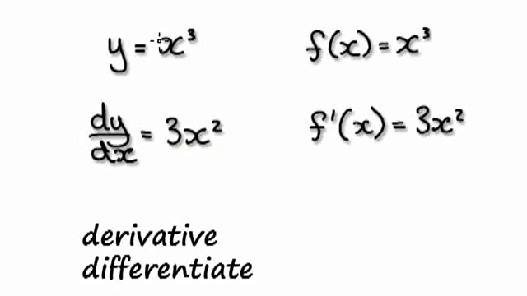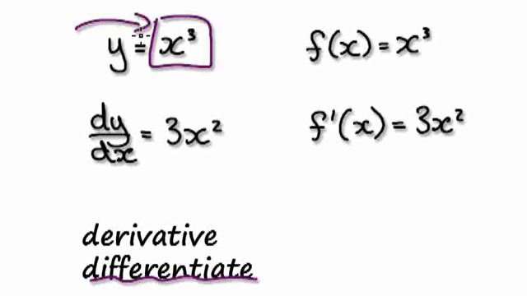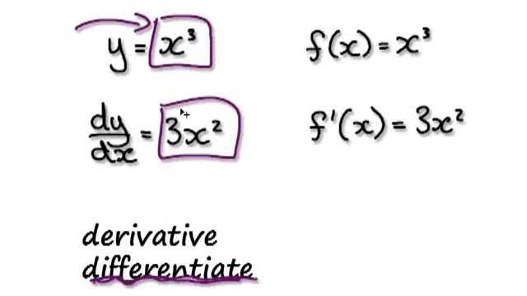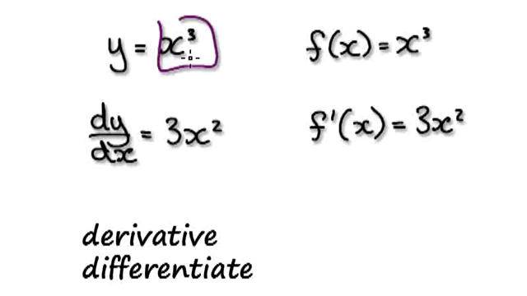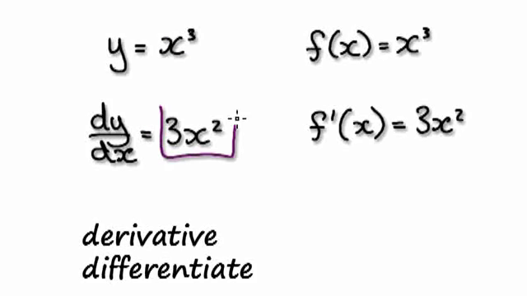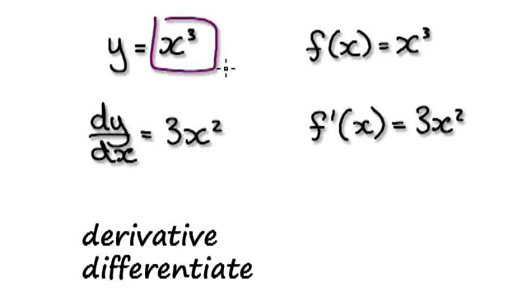Okay, and sometimes you're given something like this, and then you're asked to differentiate x to the power of 3. So when you differentiate x to the power of 3, you will get this. The derivative of x to the power of 3 is this thing here. You might be asked, differentiate x to the power of 3. So that's asking you to find the derivative of this thing here.